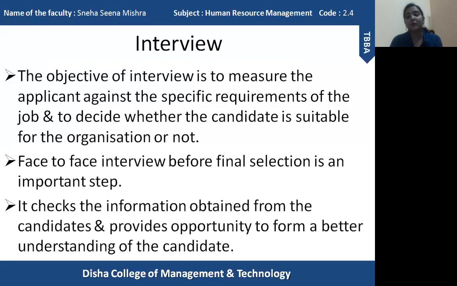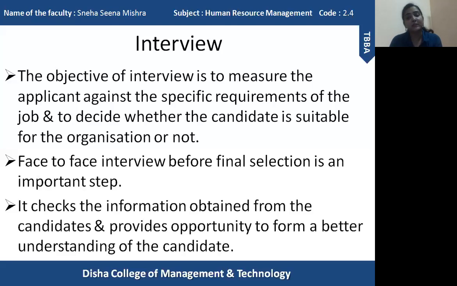Okay, so before selecting a person for a job, before rejecting others for a particular job, it is very much necessary to have a face-to-face conversation with those candidates, so that the decision can be taken properly and the best out of all the candidates can be selected. So this is one of the most important steps of the selection procedure.